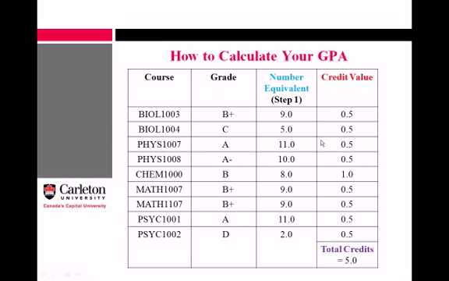This column represents the credit values of these courses. So Biology 1003 is worth 0.5 credits. I got this information, of course, out of the undergraduate calendar. And all these other courses are worth 0.5, and Chem 1000 is worth 1.0, and the rest are 0.5. And when you add all these credits up, you get a total of 5.0.